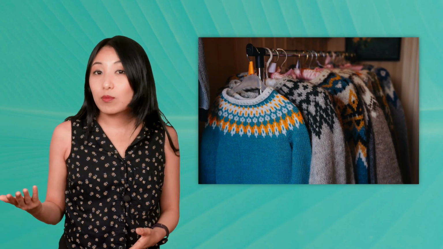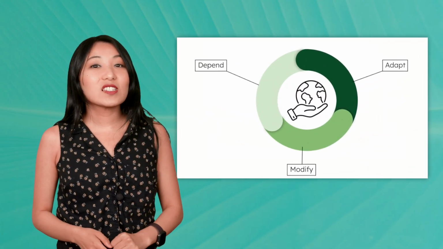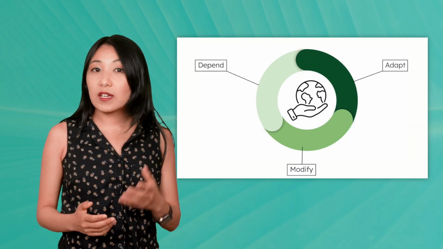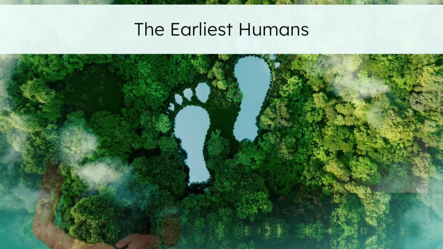Weather is probably a major factor in your decision. If it's cold, you'll grab a sweater, and if it's scorching hot, then maybe you reach for a t-shirt instead. And the environment and society you live in may also influence your clothes, from the types of fabrics in your closet to the cultural significance of your outfit. These three interactions have existed for as long as humans have. But the ways we depend, modify, and adapt have changed dramatically throughout history.